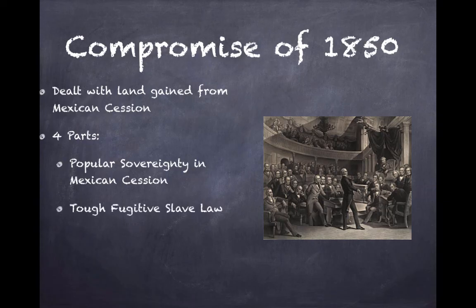2, we have a tough fugitive slave law. There already was a fugitive slave law on the books, but this one is a much harsher law that will actively require Northerners to get involved in the catching of runaway slaves.